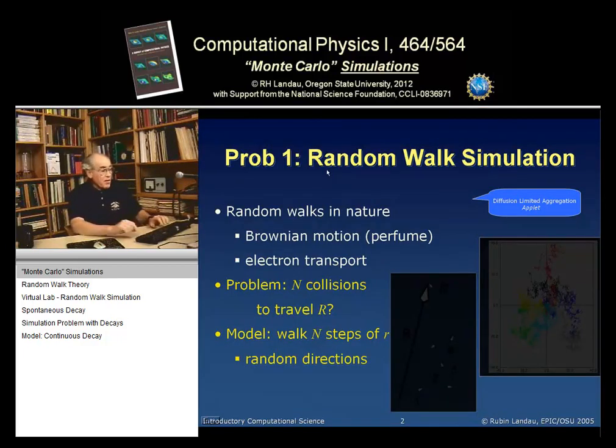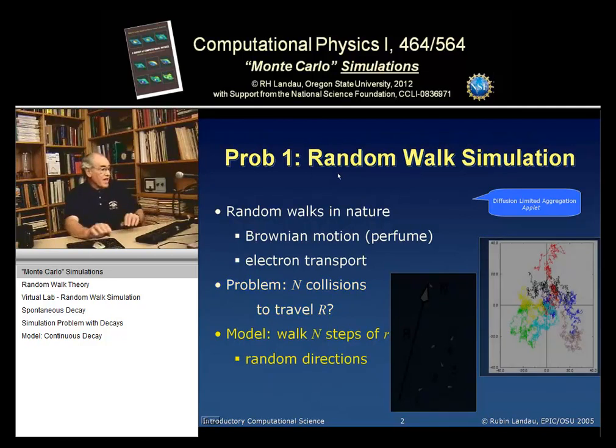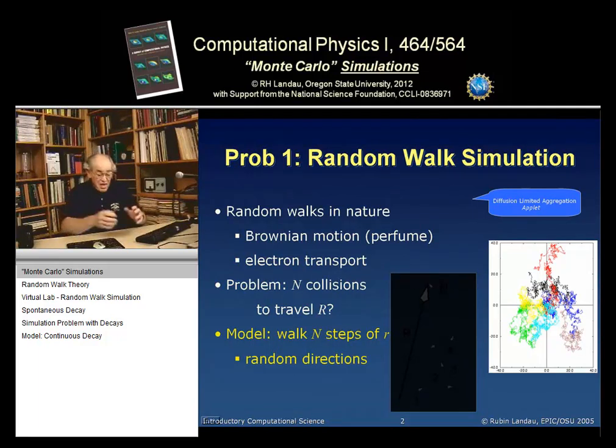Okay, so what's the problem at hand? The problem at hand is how far does a random particle move after making n steps? Okay. So let's say we have a gas molecule. It makes n collisions, each one random. In other words, it doesn't know where it came from, it doesn't know where it's going. It makes a random collision, any direction possible, and how far does it get from the origin after n steps?